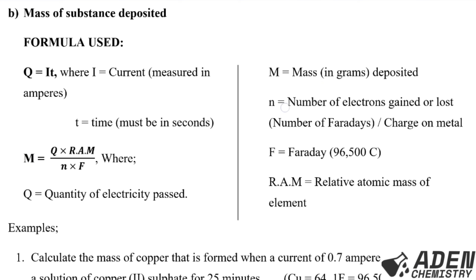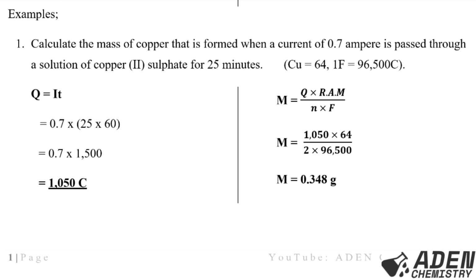Then we have N, that's the number of Faradays. Then we have F, that's the Faraday, which is 96,500 coulombs. Then RAM is the relative atomic mass of the element. Examples. Question 1: calculate the mass of copper that is formed when a current of 0.7 ampere is passed through a solution of copper(II) sulfate for 25 minutes.